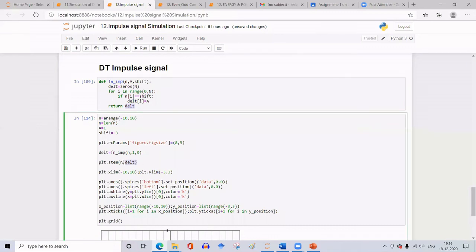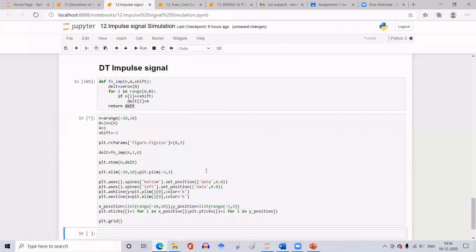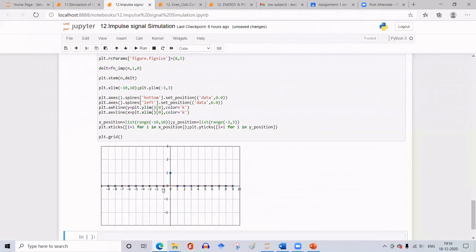That I'm plotting with respect to the discrete instances of time on the x-axis, that is small n, in the form of a stem plot. Okay. So with the x limit, y limit, and all the axis modifications, and the x and y ticks at discrete points, which I explained in the previous class by means of these two lines, and then also the grid. If I execute this, I get an impulse. This is the impulse representation: unit impulse at shift equal to 0, at the origin.